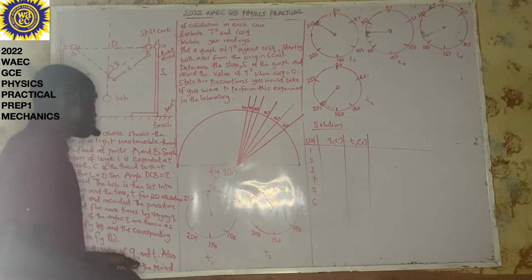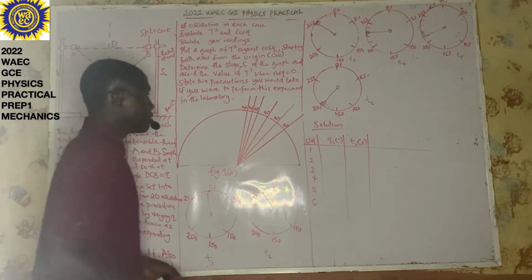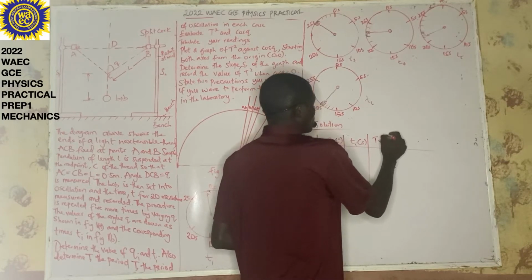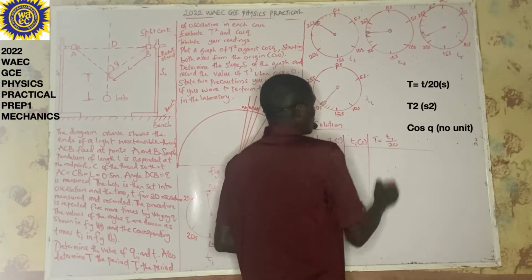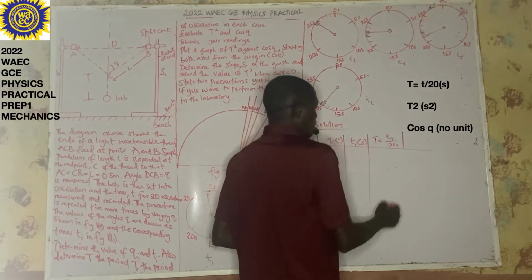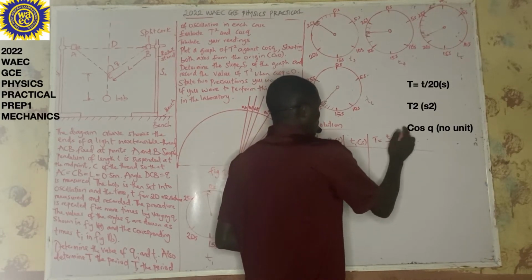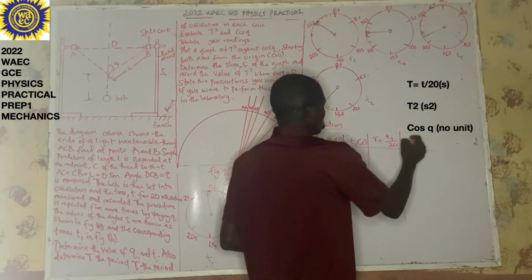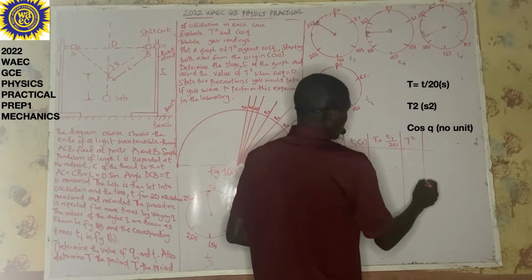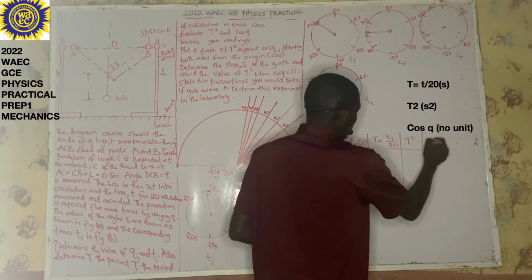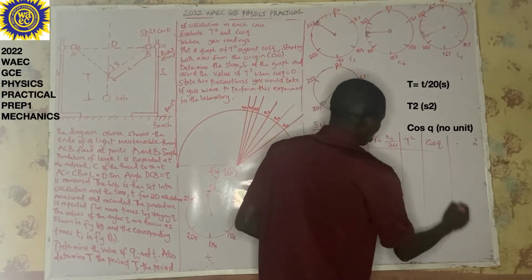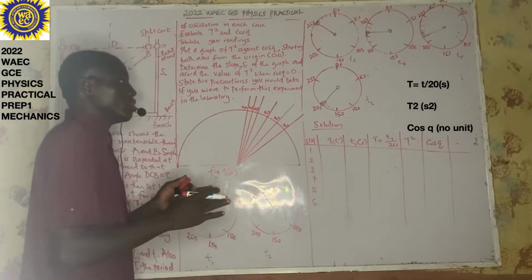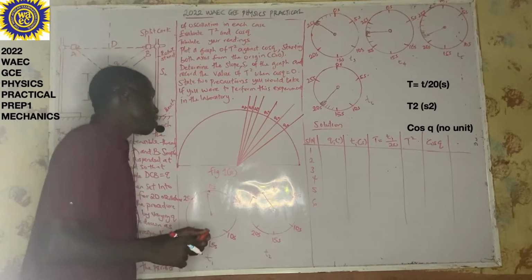And the next one is the period. The period is given as T equal to Ti all over 20 oscillations. The next is to find the T square, then the cos Q, because we are asked to evaluate cos Q and T square. These are what should be obtained from the table.